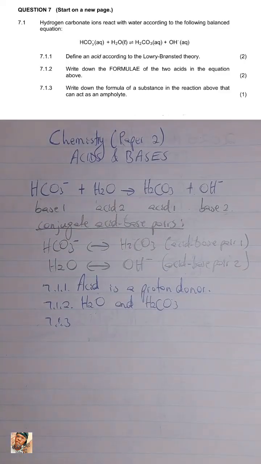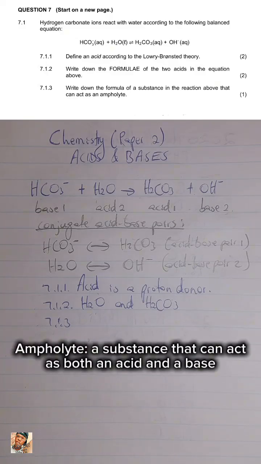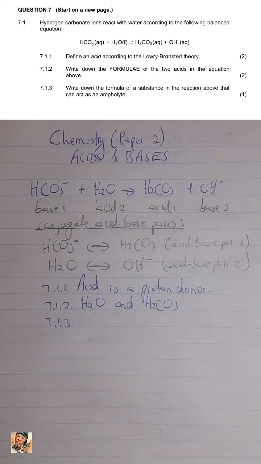7.1.3 says write down the formula of a substance in the reaction above that can act as an ampholyte. Remember what an ampholyte is? An ampholyte is a substance that can act as both an acid and a base. However, not in the same equation or in the same reaction, but in different reactions. And it's going to be reactions that are consecutive. That means there's going to be one reaction, then the other one is going to fall after that. So it's going to act as an acid in the first equation, then it's going to act as a base in the consecutive reaction, meaning the next reaction, the reaction that's going to fall after the initial one.